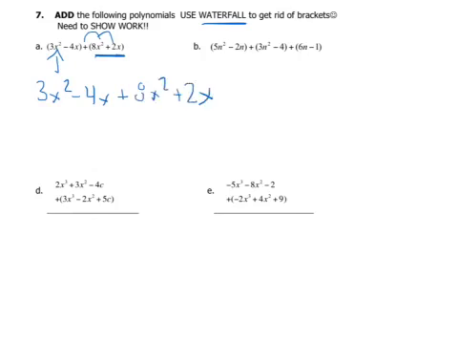And then collect your like terms. That's the same, and that's the same. So you would get 11x squared and negative 2x, and that's your answer.